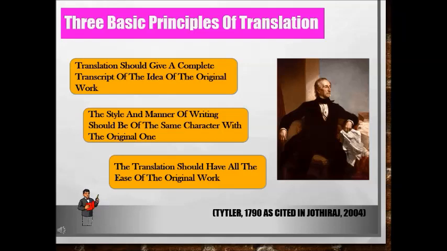The second one, the style and manner of writing should be in the same character as the original one. So, translation firstly happened because two languages have the same style and manner in writing. And the last one, the translation should have all the ease of the original work. The next materials will be continued by my friend.